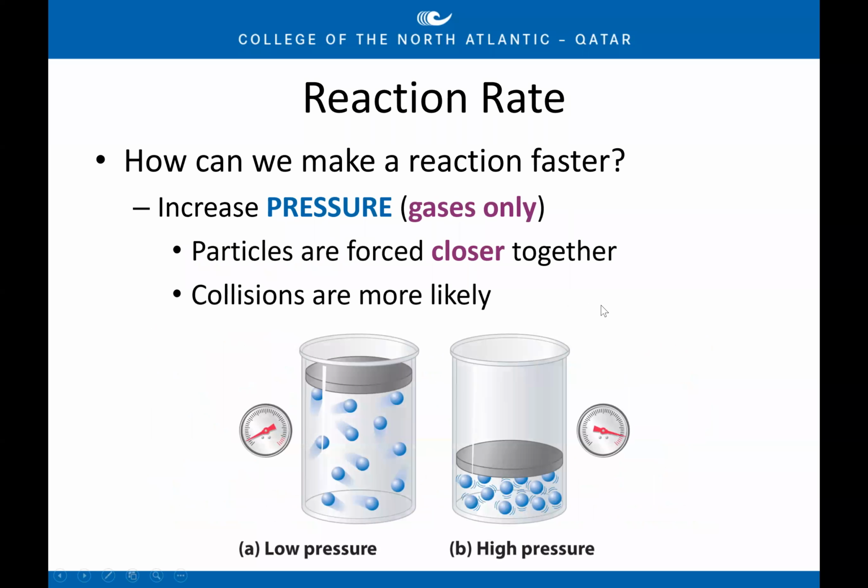This next one is technically concentration. It's concentration in disguise. When you're dealing with gases, you can compress them. You compress them by increasing the pressure. More pressure means less volume. Remember that from chemistry 1120? And if there's less volume, there's less room for the particles to move, which means they're going to collide more.